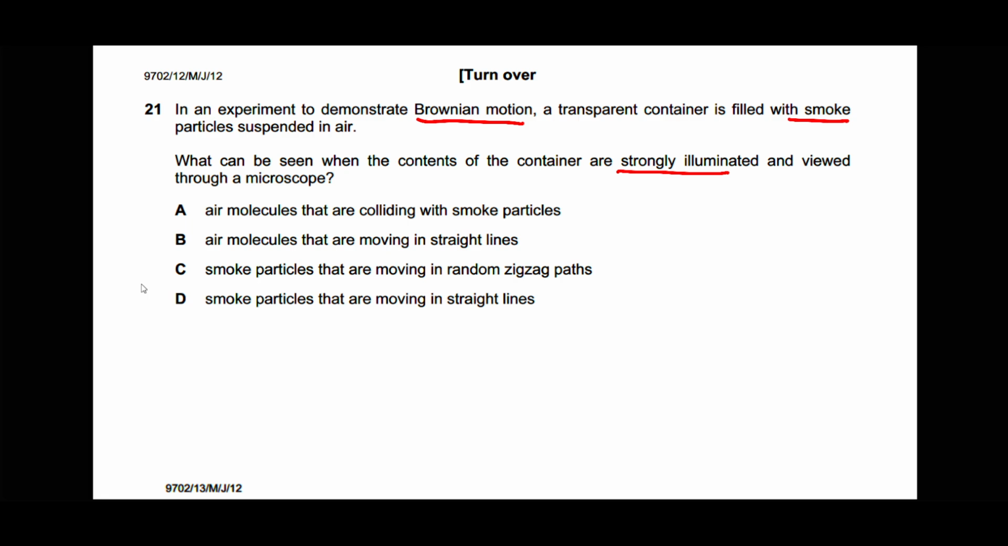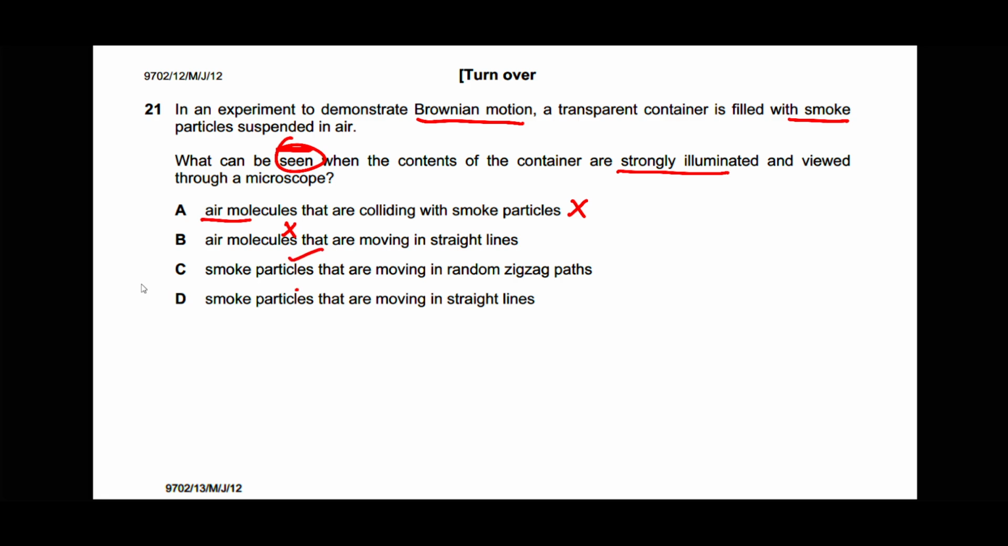He says, what can be seen? Now, can we see the air molecules themselves? No, we can't see them. That's why this experiment was conducted, because we couldn't see the air particles. We could only see their effect, that they're colliding with the particles that we can see. And because of their behavior, we deduce what may be happening with the air particles. So colliding with a smoke particle, this is happening, but we can't see it. We cannot observe it. Air molecules moving, again, we can't see the air molecules themselves because they're transparent.